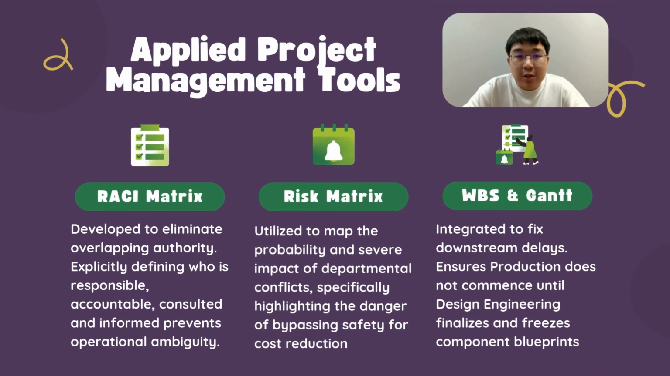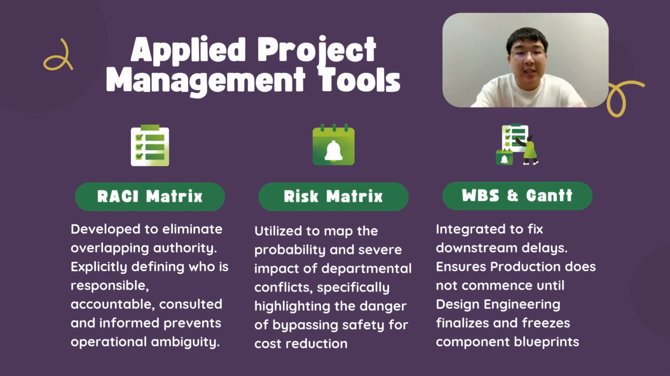And to resolve these operational challenges, we applied three project management tools. First, RACI matrix, which is responsible, accountable, consulted and informed. We developed these to eliminate overlapping authorities by explicitly defining who is responsible, accountable, consulted, and informed. We successfully prevented operational ambiguity.